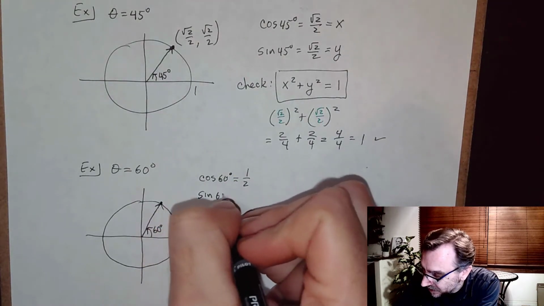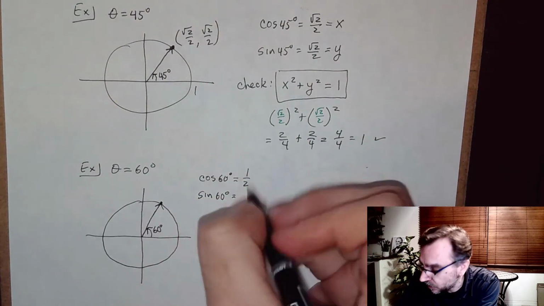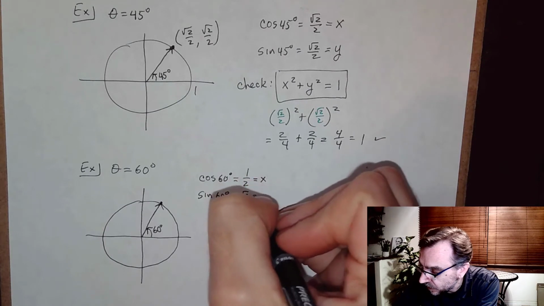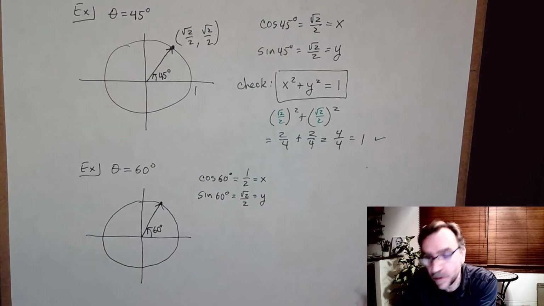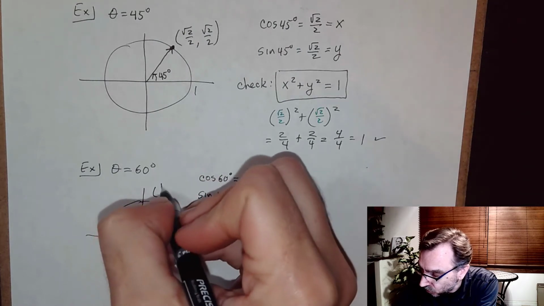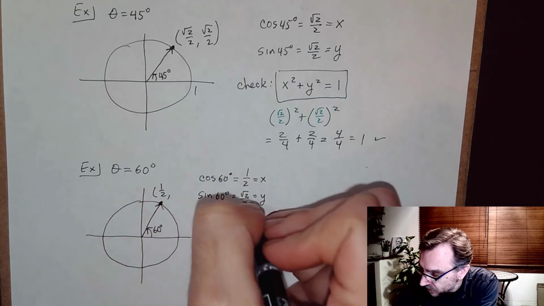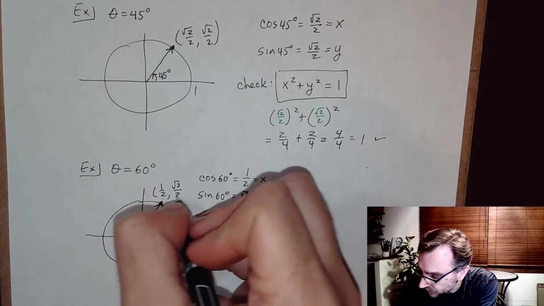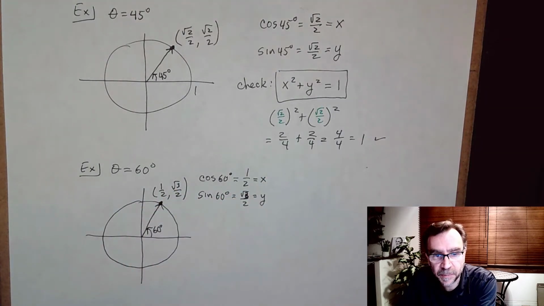And sine of 60 degrees is equal to square root of 3 over 2. And the cosine is the x-coordinate, the sine is the y-coordinate on the unit circle. So this point right here is going to be actually 1/2 comma, whoops, sine of 60 is square root of 3 over 2, isn't it? Sorry about that. So 1/2 comma square root of 3 over 2. And that's going to be that point.